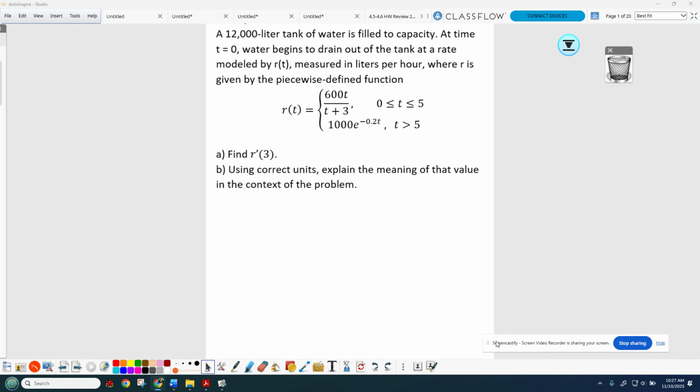So we showed all the work to get negative 50. The next question, it's not exactly in your textbook kind of curriculum, but it's big time a thing in AP. Using correct units, explain the meaning of that value. Anybody got a go at what that is? Daniel? Just at hour 3, the tank is draining at 50 liters per hour.